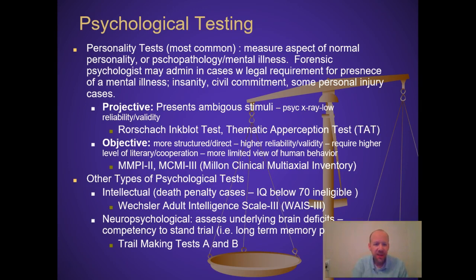Other types of psychological tests: intellectual, in death penalty cases, an IQ below 70 is what we look for as being well below average mental capability. The Wechsler Adult Intelligence Scale 3 is a good selection that we use for intelligence testing. Neuropsychological, we assess underlying brain deficits. Competency to stand trial might be an issue with that. An example, long-term memory problems.